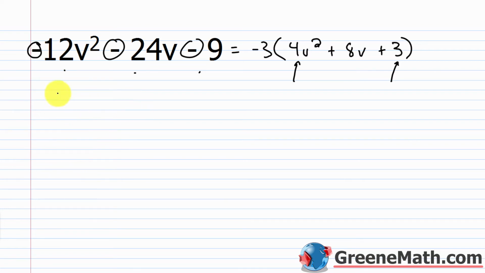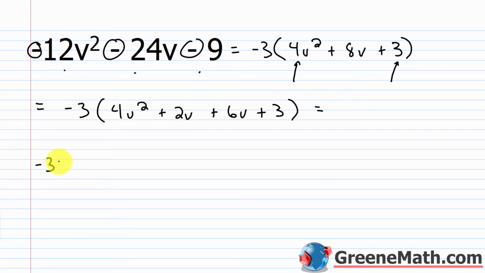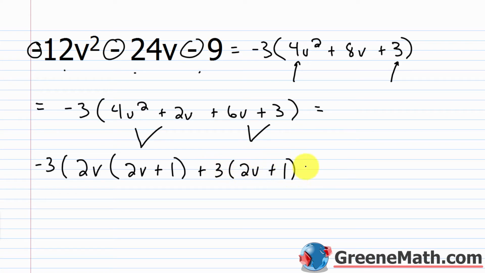So we're going to have equals negative 3 times 4v squared. And I'm going to put plus 2v here. And then plus 6v here. Then plus 3. And then equals, we'll put negative 3 out in front. We will break this up. The greatest common factor here is 2v. So we'll have 2v times, if I take that out, I'll have a 2v plus a 1. So then plus, the GCF here is 3. So if I pull that out, I'll have a 2v plus a 1.